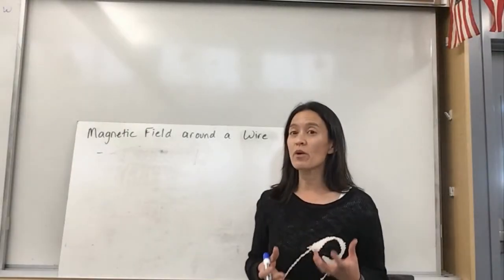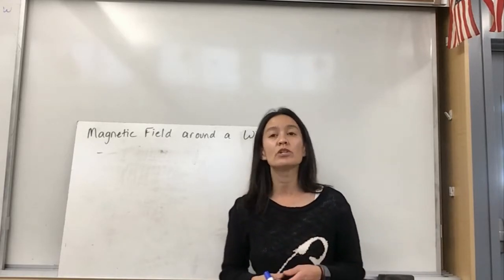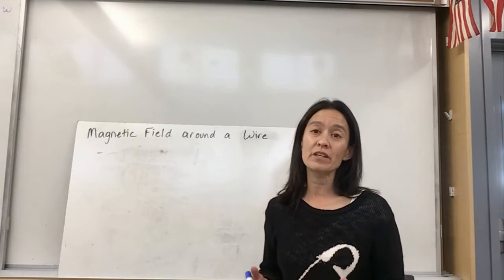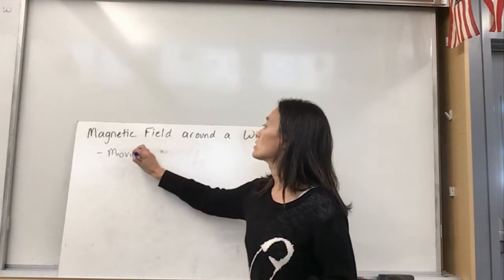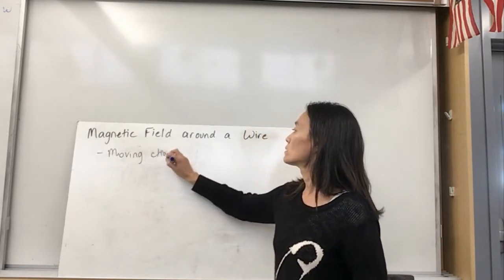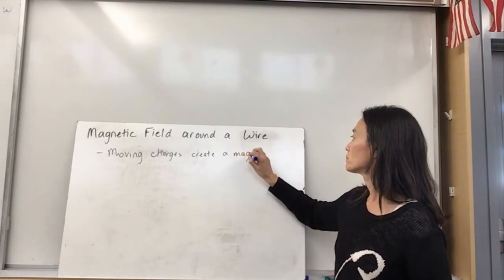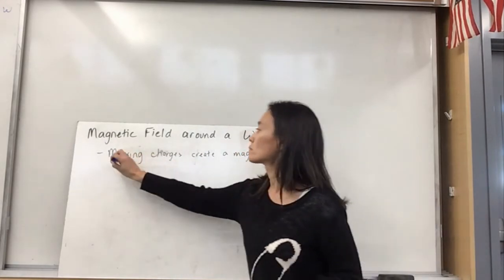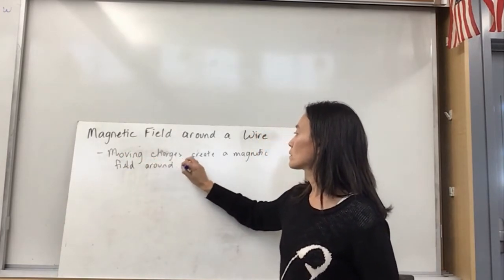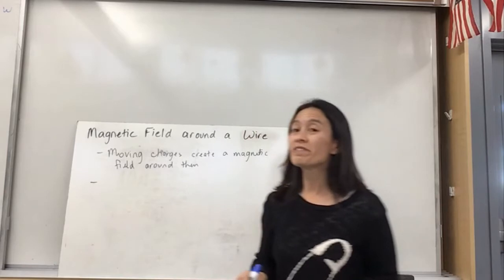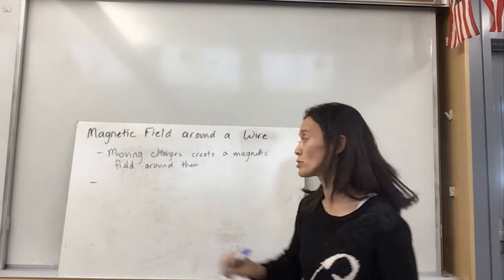Okay, so if we just said that one of the sources of magnetic fields are moving charges, then we should notice a magnetic field around an electric current. Moving charges create a magnetic field around them. So an electric current should have a magnetic field associated with it.